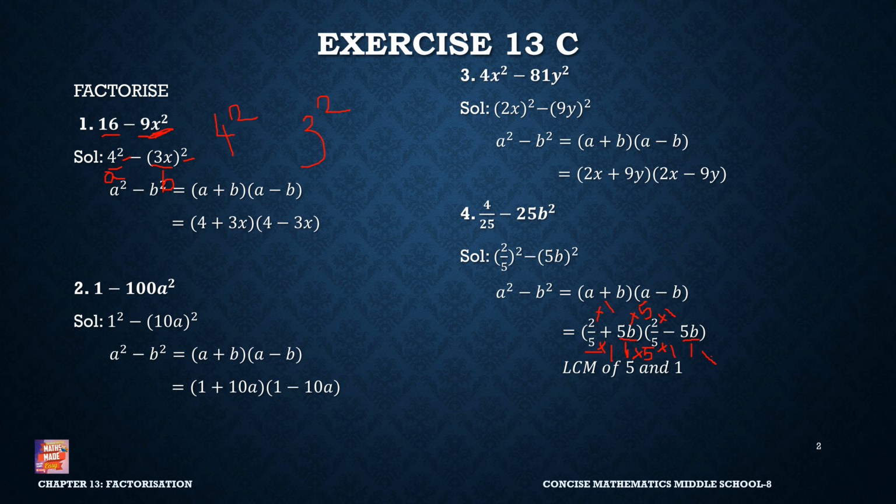Here, to make this as 5, what you have to do? Multiply it with 5. And even here you have to multiply it with 5 because in the denominator you have multiplied with 5. So when you multiply with the corresponding number, this is what we get, right? Now the bases are equal, so you can add it up. So 2 plus 25b by 5, 2 minus 25b by 5 is the answer.